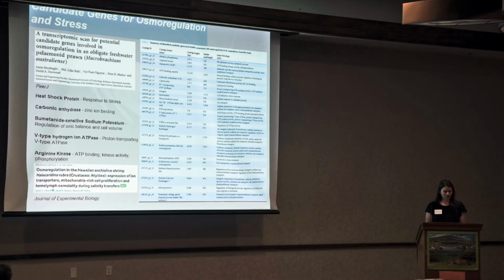Some of these genes were also looked at in another study that was done with Halocaridina, which is the shrimp here in Hawaii. And just as some examples, we had heat shock proteins, which are used for response to stress, carbonic anhydrase, zinc ion binding, and so on. Those were just some examples of the kinds of gene identities we were looking for.